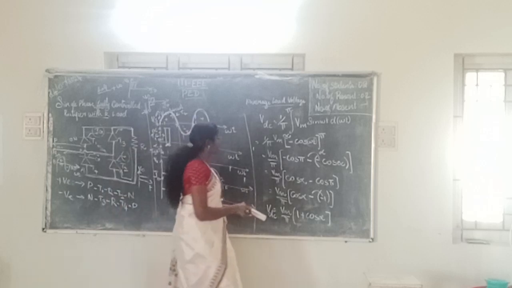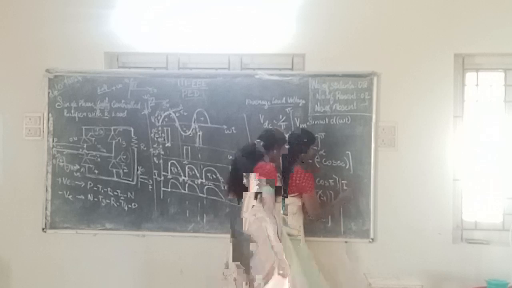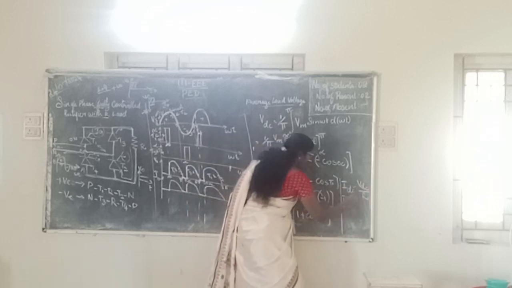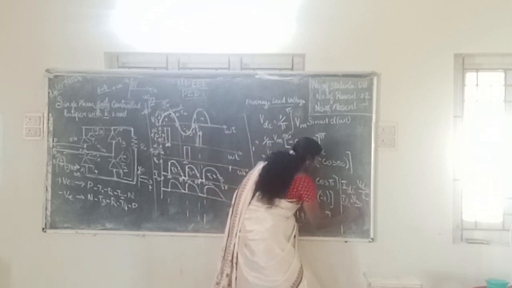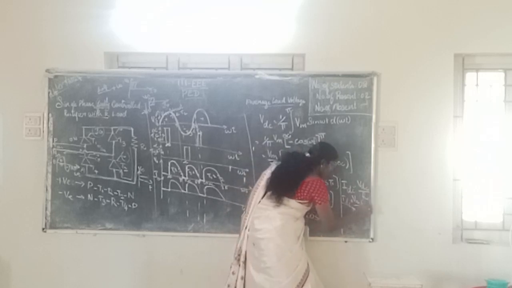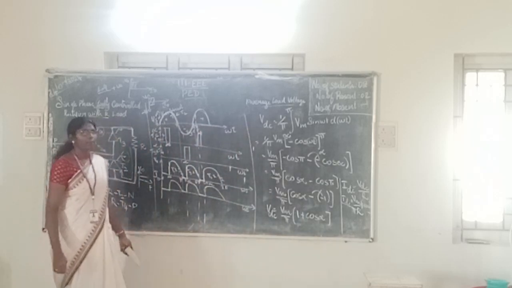Okay, so what is it for current? What is Ohm's law? VDC we have found out, Vm by pi. So in division there is going to be 1 by R. Vm by pi R into 1 plus cos alpha. This is your average output DC current. Okay.